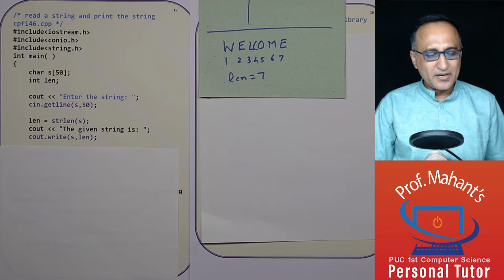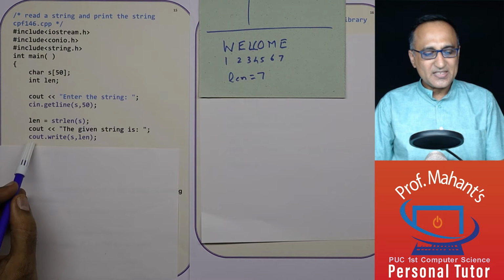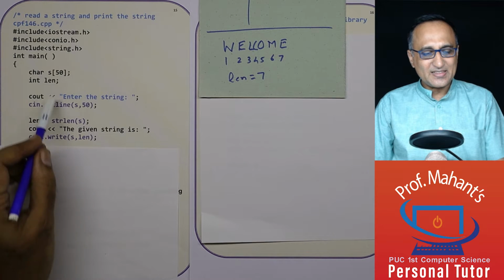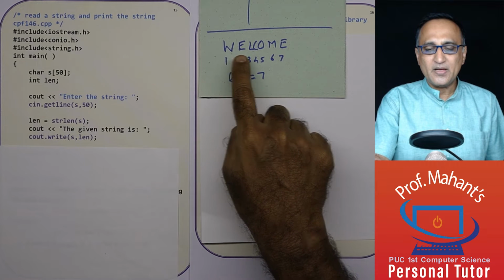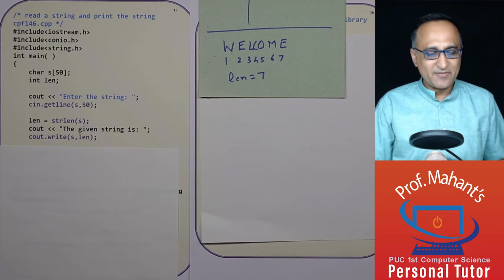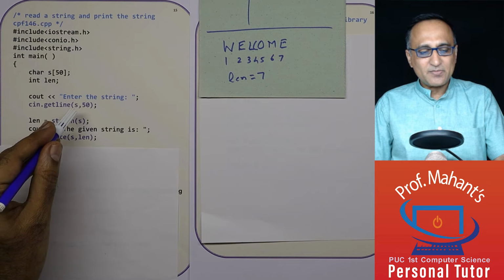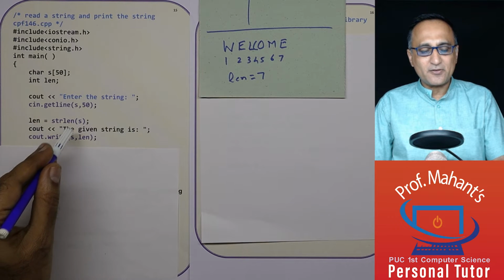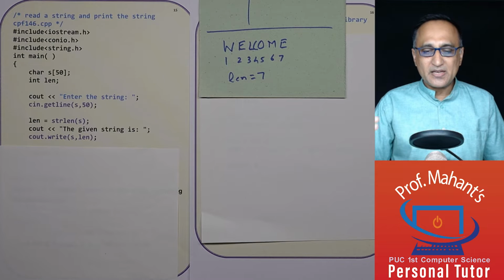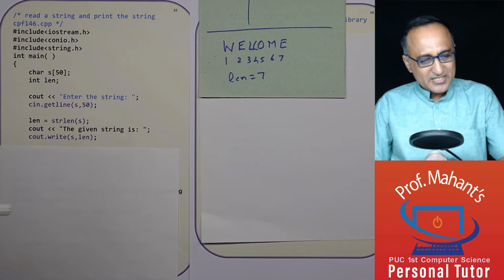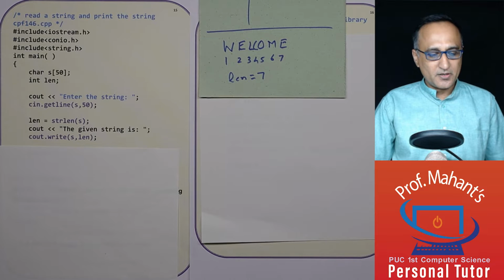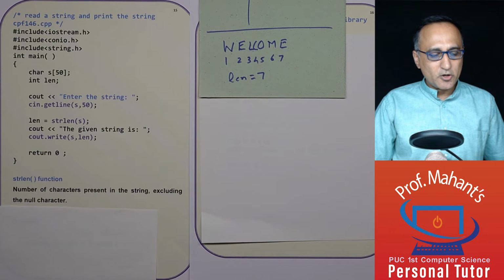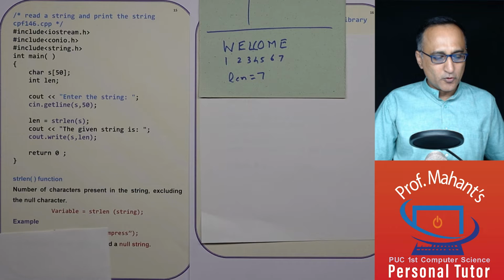Now when I want to print out the string, I am going to say cout.write, the name of the array, and length is how many characters I want to print. I want to print welcome, which is 7 characters. If you had entered something different, it would have calculated the length of that and printed that many characters on your monitor. So this is a simple program to read and print. You may want to try it out on your PC or on your mobile phone.